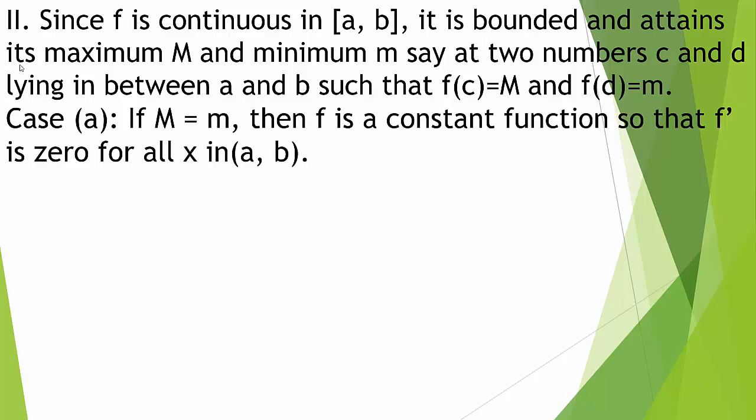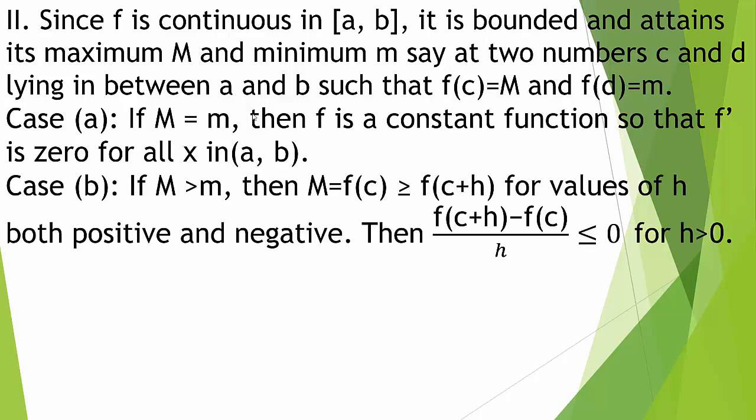Then the cases depend on this capital M and small m. Case 1: capital M and small m are equal, that is f(c) and f(d) are equal. Then f is a constant function, so that f' is 0 for all x in (a, b). If the maximum value of the function and the minimum value of the function are the same, then the function has the same value throughout, and hence it is a constant. We know that the derivative of a constant function is 0, and hence f' is 0 for all x in the open interval (a, b).